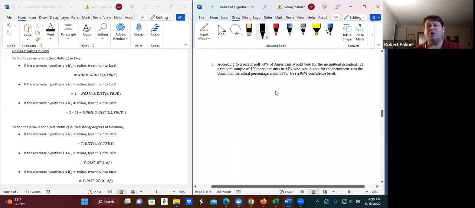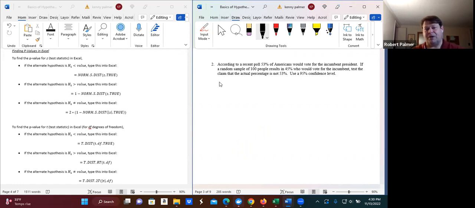According to a recent poll, 53% of Americans would vote for the incumbent president. If a random sample of 100 people results in 45% who would vote for the incumbent president, test the claim that the actual percentage is not 53%, use a 95% confidence level.